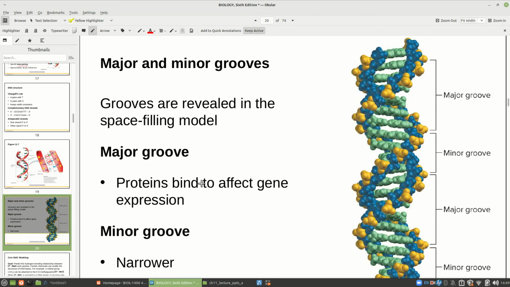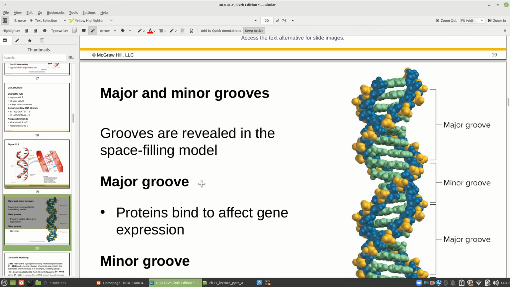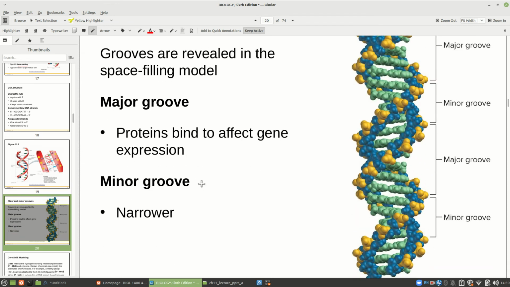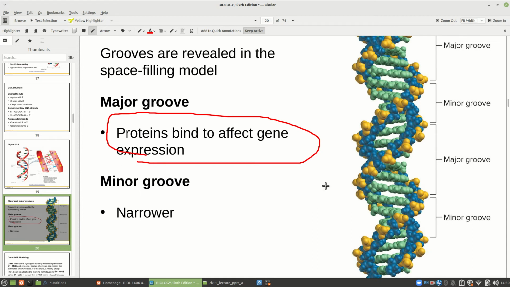All right, and when it all comes together, you need to know that there's something called the minor groove and the major groove. Proteins tend to prefer binding to the major groove. Doesn't mean that they all do. It very much depends, but the majority will choose to bind to a major groove.